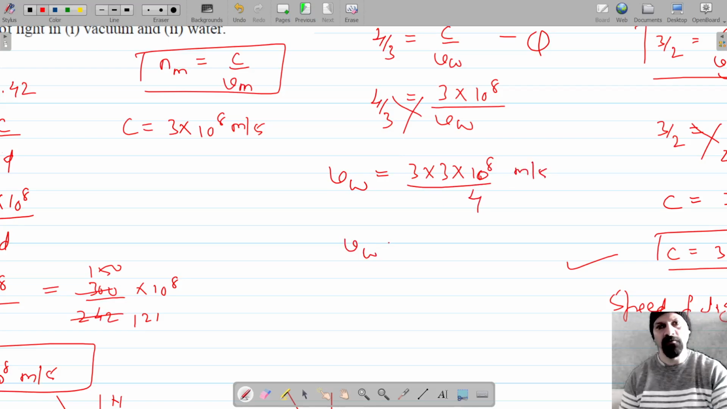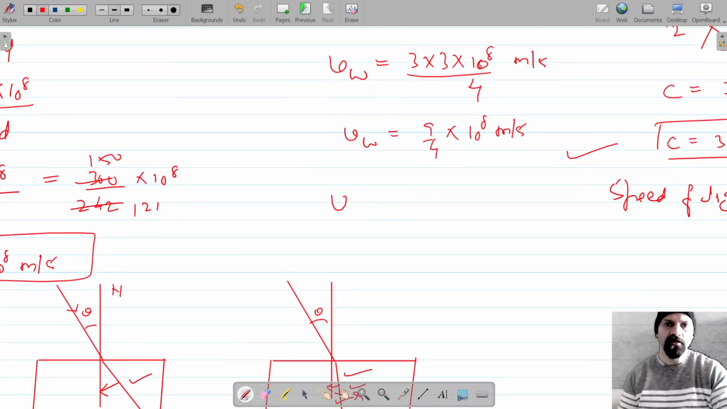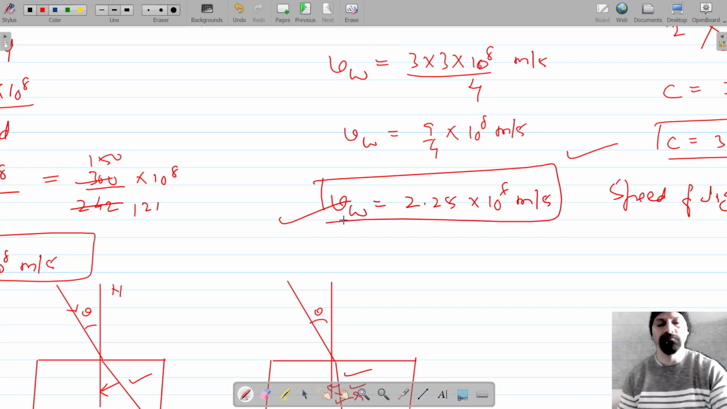So speed of light in water is equal to 9 by 4 into 10 raised power 8 meter per second. And 9 by 4 is 2.25 into 10 raised power 8 meter per second. This is the speed of light in water, which is 2.25 into 10 raised power 8 meter per second.